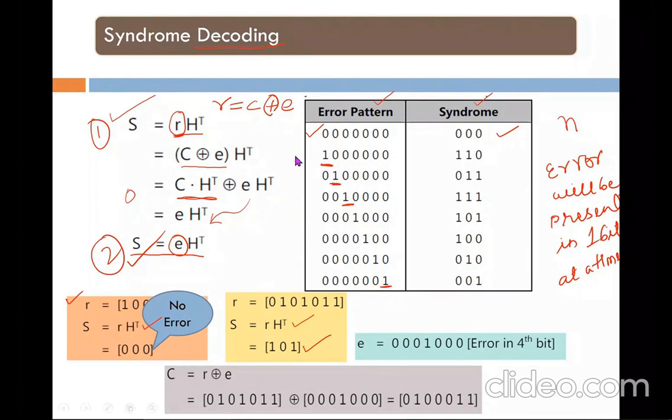So what is done here? Only the first bit has an error and all the remaining bits are zeros. That means there is no error in the remaining bits. The second option could be that the second last bit has an error and all the remaining bits have no errors, and so on till the last error pattern, which indicates that the error is present in only the LSB and all the other remaining bits have no errors.